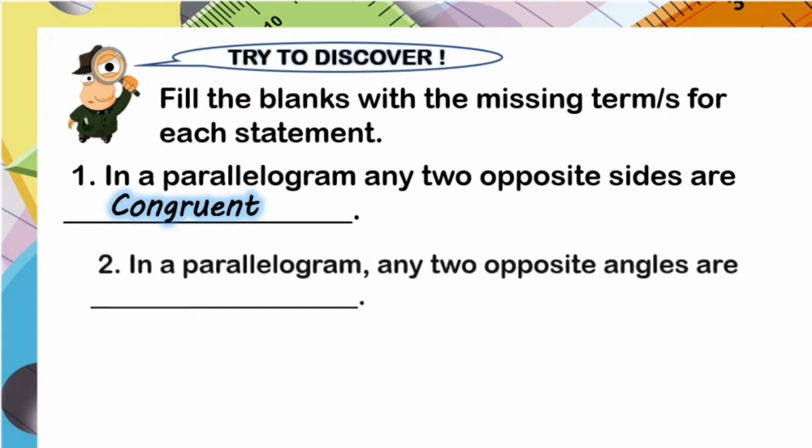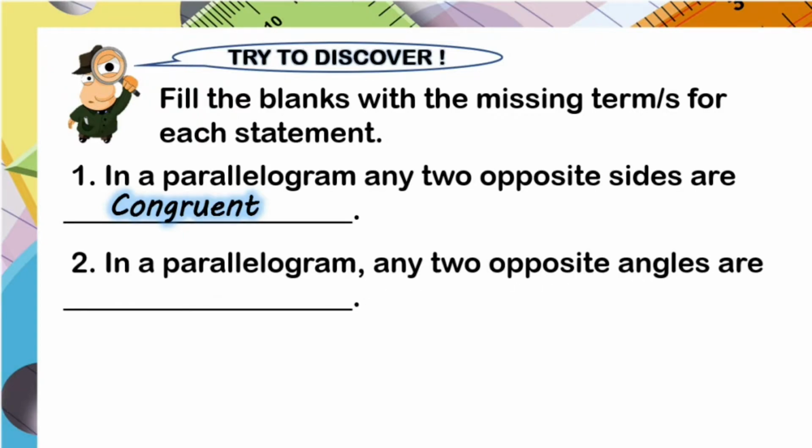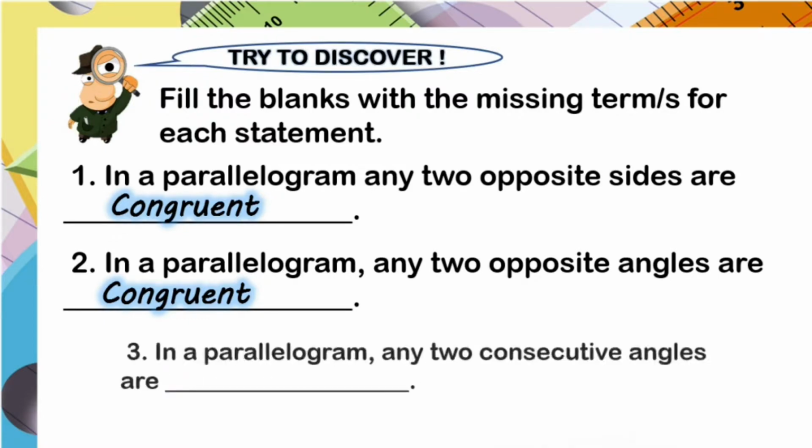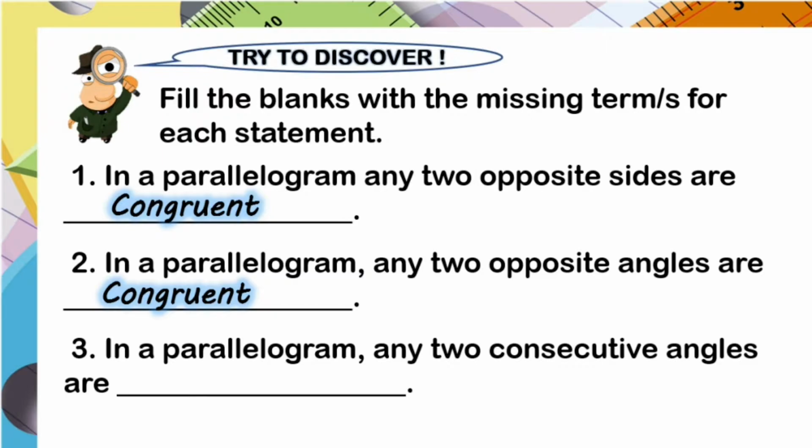For number 2, in a parallelogram, any two opposite angles are blank. Can you guess the correct answer? If your answer is congruent, very good, you are correct. For number 3, in a parallelogram, any two consecutive angles are blank. Have you figured out the answer? If your answer is supplementary, well done, you got the correct word.